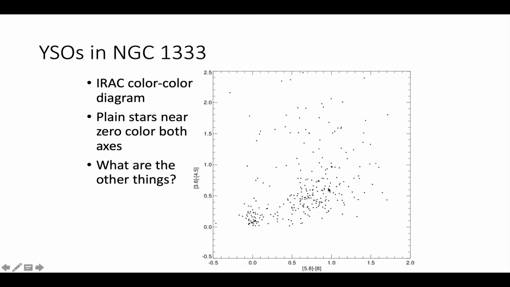So here is another plot. This one is actually from one of my papers, the spin-up to one of the papers, for a cluster called NGC 1333. On the y-axis, I have an IRAC color, 3.6 minus 4.5, and the x-axis is an IRAC color, 5.8 minus 8. The guys near 0 color are the stars without dust. And we've got a whole pile of things that are red in both colors. And those are the young stars there too.